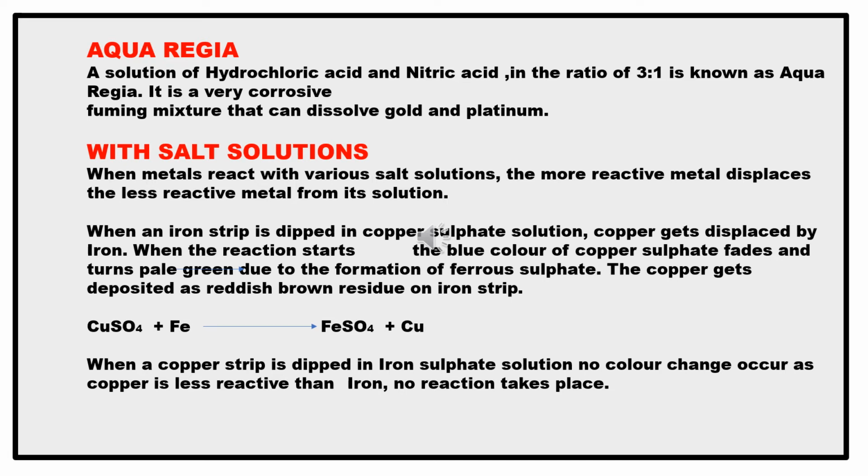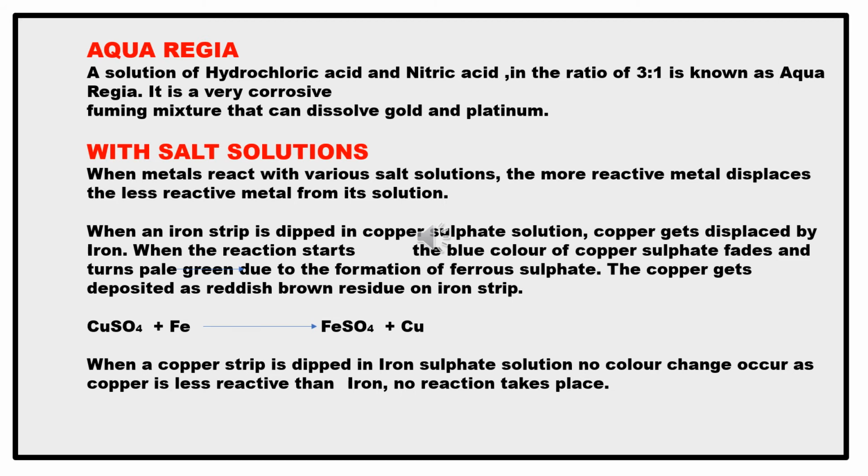When the reaction starts, the blue color of copper sulfate solution fades and turns pale green due to the formation of ferrous sulfate. The copper gets deposited as reddish brown residue on the iron strip, as the iron displaces copper from the copper sulfate solution. So we can represent it as CuSO4 plus Fe gives FeSO4 plus Cu. FeSO4 is nothing but ferrous sulfate or iron sulfate.